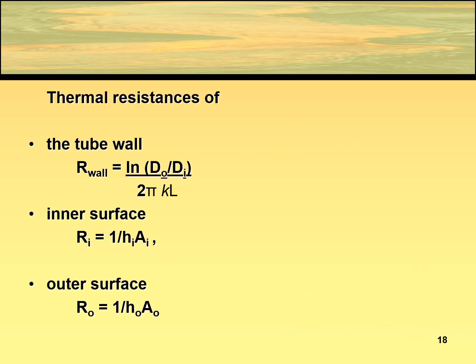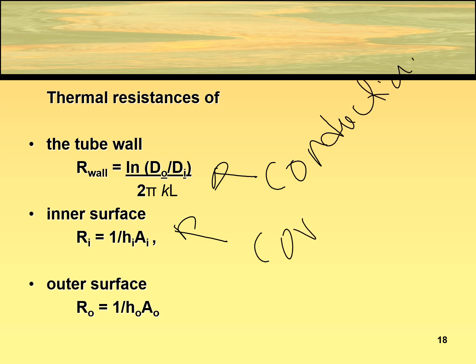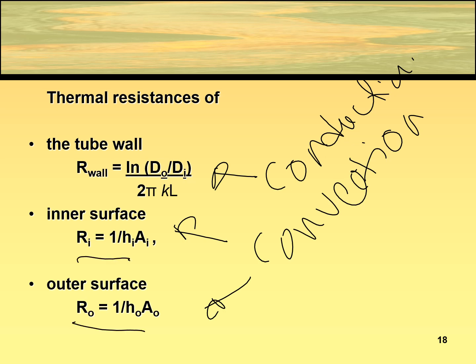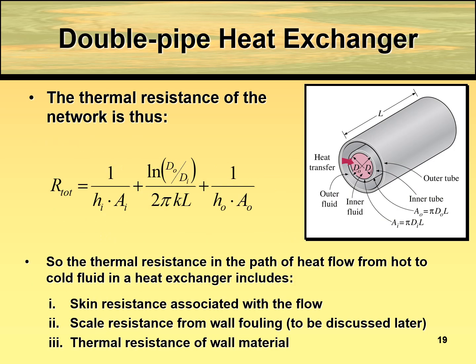So the thermal resistance through the wall is given by this equation. This is the thermal resistance for the wall tube, and this is for the conduction. This is for the convection, this one for the hot fluid, and this one for the cold fluid. So for the double pipe, the total thermal resistance is given by this equation, R total.